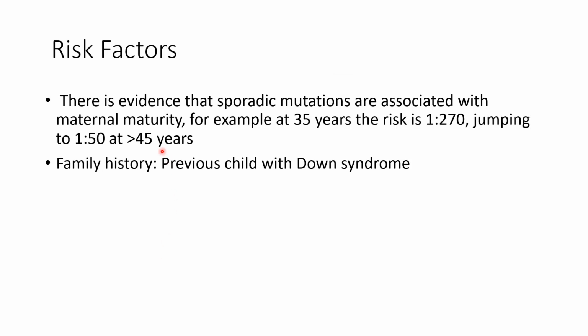Okay, so let's look at the risk factors. There is evidence that sporadic mutations are associated with maternal age. For example, at 35 years, the risk is 1 in 270, jumping to 1 in 50 at more than 45 years. Then also family history: if someone has a previous child with Down syndrome, there is a higher risk. So those are the two recognized risk factors.